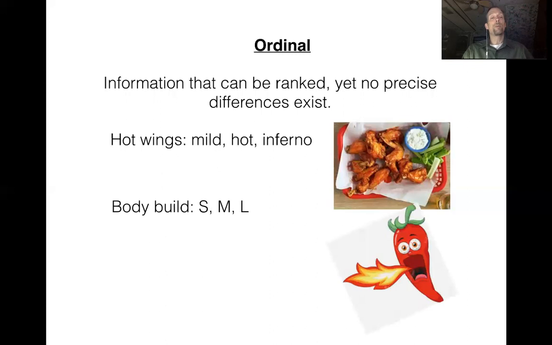Another example would be body build. If we think of how you can categorize body build: small, medium, and large. If we have somebody that's large standing right next to somebody that's small, it's pretty obvious that the person who is large is definitely a lot stronger than the small person. But we don't know exactly how much stronger the large person is than the smaller person because we simply don't have that information.